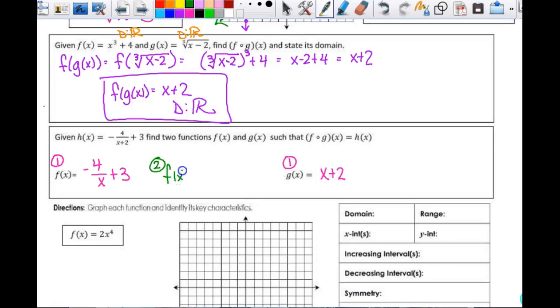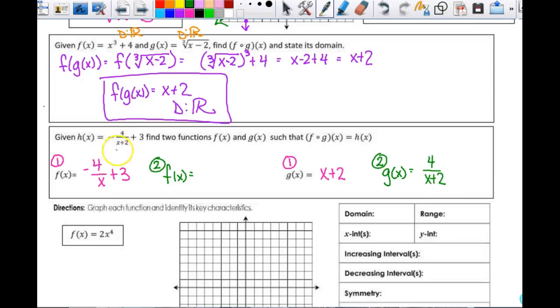Now, on a question like this, you do not have to give me more than one. I just want you to see that there's more than one. We're not even going to talk about all of them. I'll just give you another option here. So let's say instead of just saying that x plus 2 was g of x, what if I said that was 4 over x plus 2?